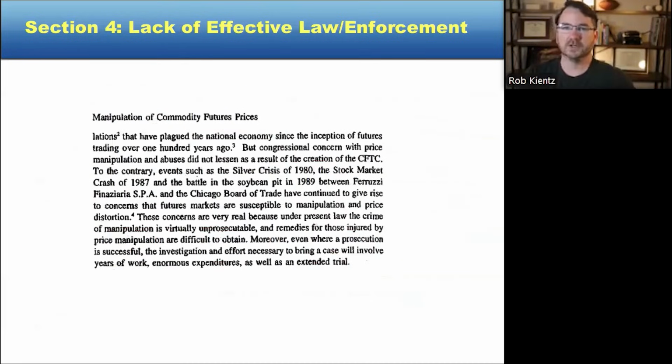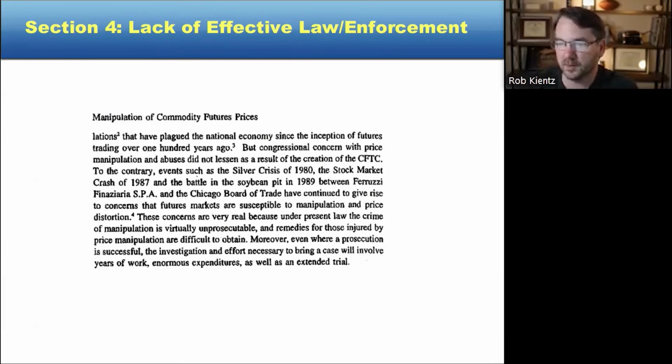Moving on to the opening paragraph of his study. Manipulations have plagued the national economy since the inception of futures trading over 100 years ago. This is not a current phenomenon, ladies and gentlemen.